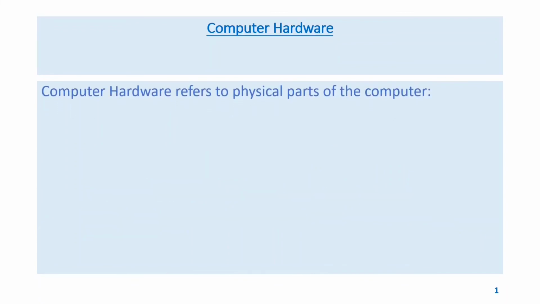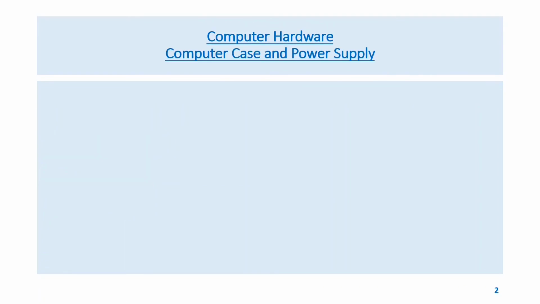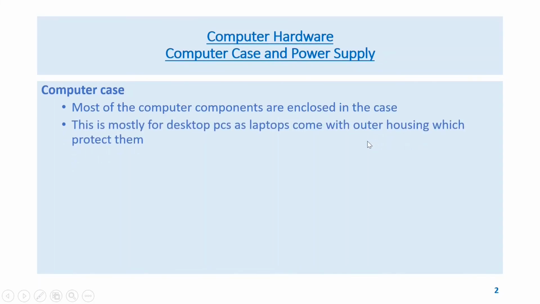Computer hardware refers to the physical parts of the computer. They are power supply unit, computer case, internal devices, input devices, output devices, and storage devices. Computer case and power supply. Computer case. Most of the computer components are enclosed in the case. This is mostly for desktop PCs, as laptops come with outer housing which protects them.